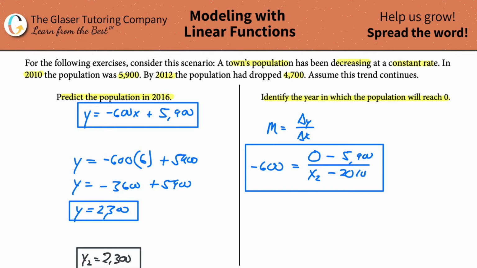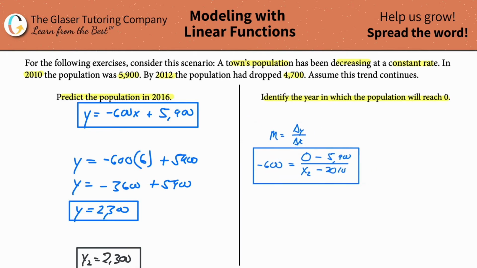What we could have done also is we could have used our now linear model. So just solve this out and you get your answer, okay? Or what we could have done was we could have used y is equal to negative 600x plus 5,900. Realize that y represents the population, so 0. X represents the time frame, not the year, but the time frame over which the population is changing. So 0 equals negative 600 times x plus 5,900.